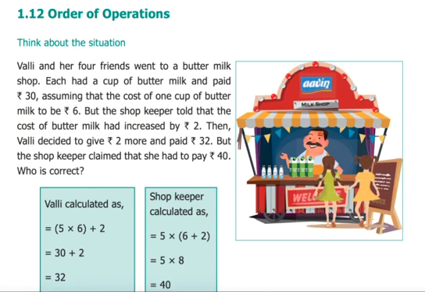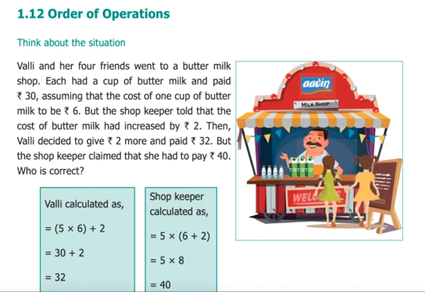So this is where we stopped in the last class, the order of operations. Okay. Now think about the situation. Valli and her four friends went to a buttermilk shop. Each had a cup of buttermilk and paid 30 rupees, assuming that the cost of one cup of buttermilk to be 6 rupees. But the shopkeeper told that the cost of buttermilk had increased by 2 rupees. Then Valli decided to give 2 more rupees and paid 32 rupees.